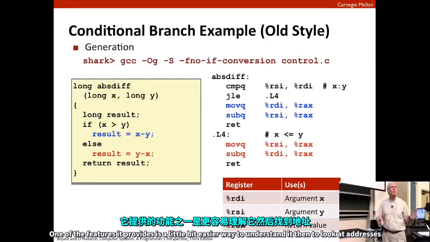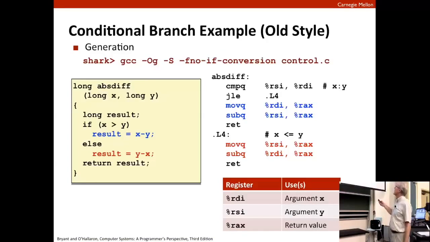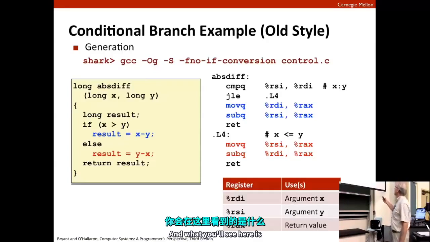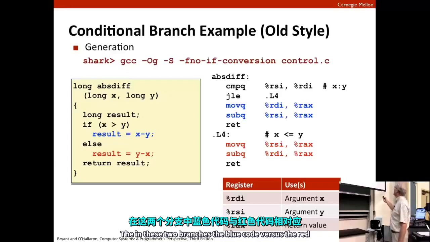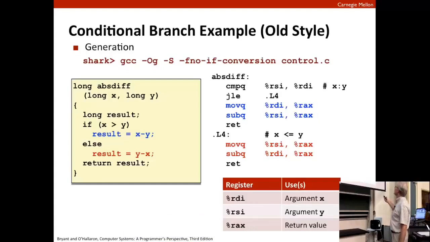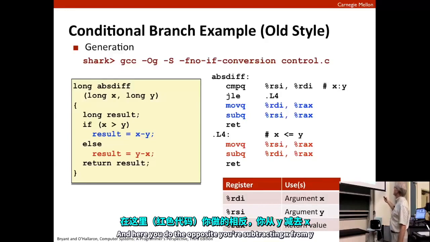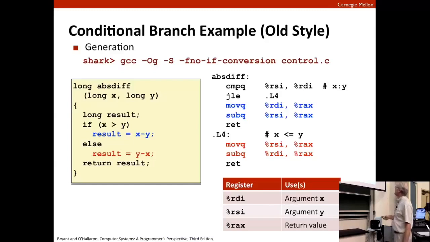When you're looking at assembly code, one of the features it provides is a little bit easier way to understand it than to look at addresses. It just tells you that the jump would occur to this position. And what you'll see here is in these two branches, the blue code versus the red, in one case you're subtracting y from x. Here you move x into RAX and you subtract y from it. And here you do the opposite. You're subtracting x from y.